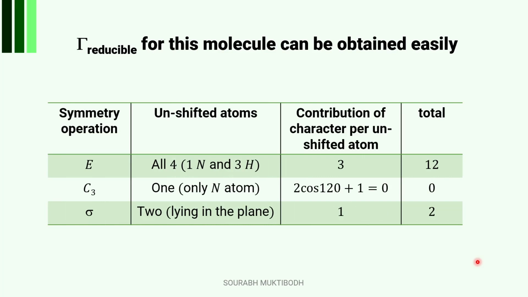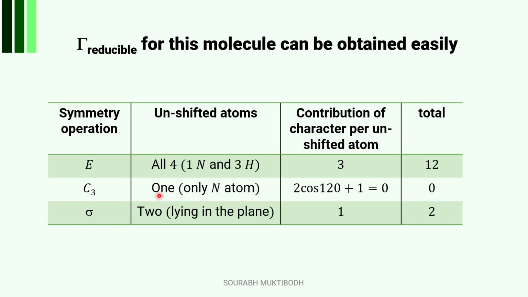referring to the number of operations that are there in the character table of the point group C3v: identity, C3 and sigma v. One identity, 2 C3 and 3 sigma v. So in identity, because in ammonia there are 4 atoms and the contribution per atom is 3, for 4 atoms it is 4 into 3, which is 12.